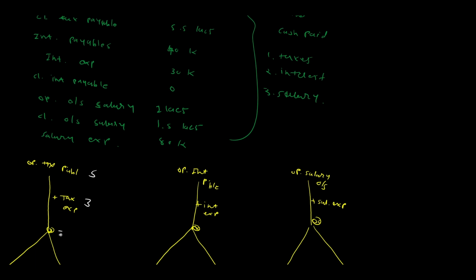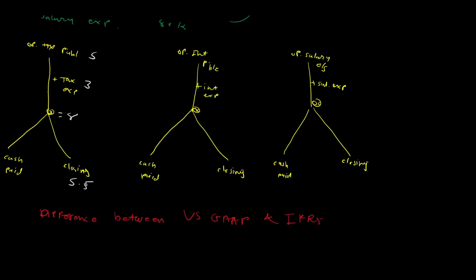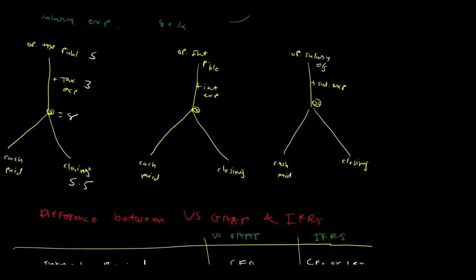So my x will be 8. Then my closing tax payable is 5.5. Then I can get the cash paid as 2.5 from this 8. 2.5 plus 5.5 is 8.